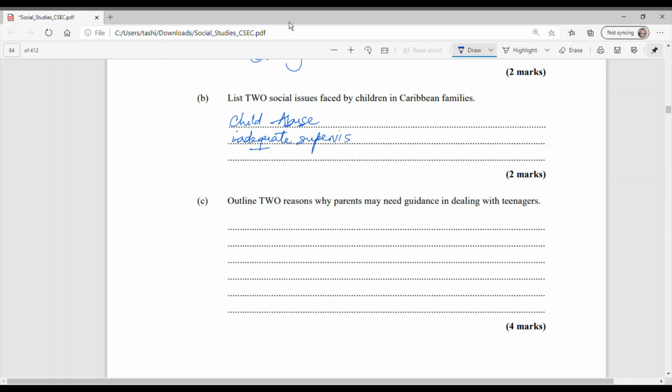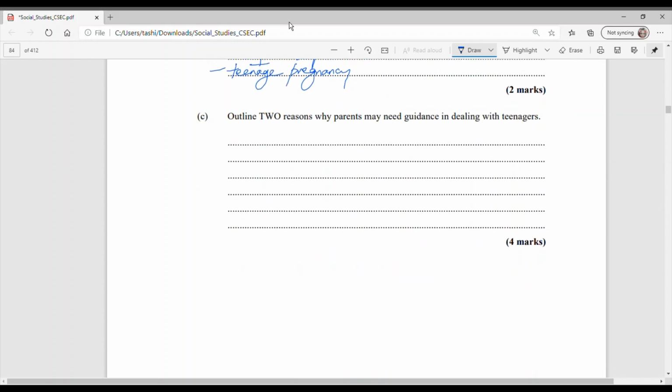Notice that this question says that you should list, so you don't need to provide an explanation. They may also experience teenage pregnancy. And another one is substance abuse. They may also be experiencing that as well. So once you write any of those two, then you would have gotten your answer correct.